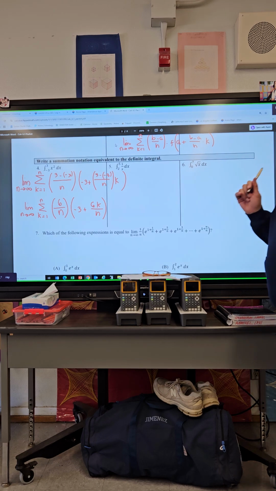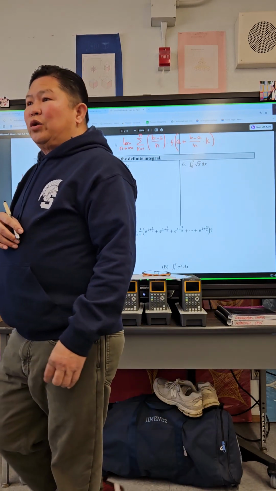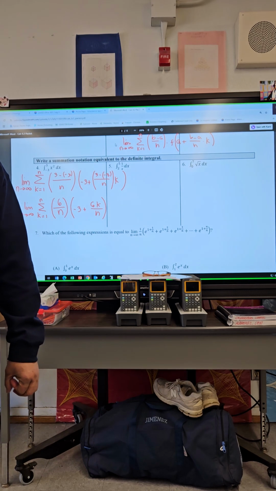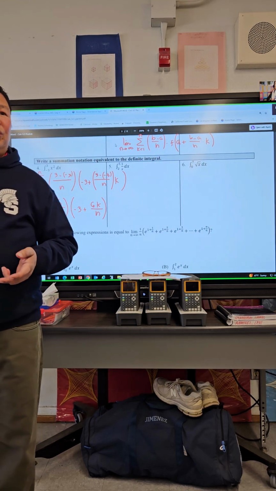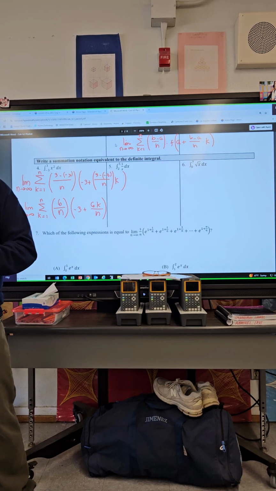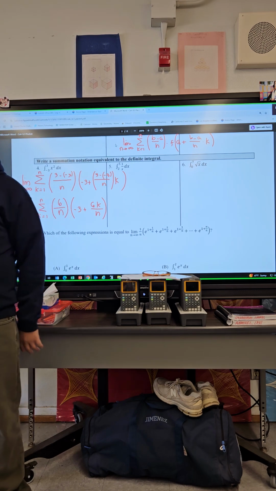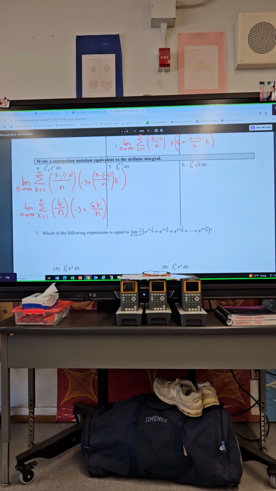Guaranteed, guys, one problem will come out in the actual AP. One problem, 1 or 2, at most 2, for this particular topic. You're gonna have to rewrite in summation notation. Okay.